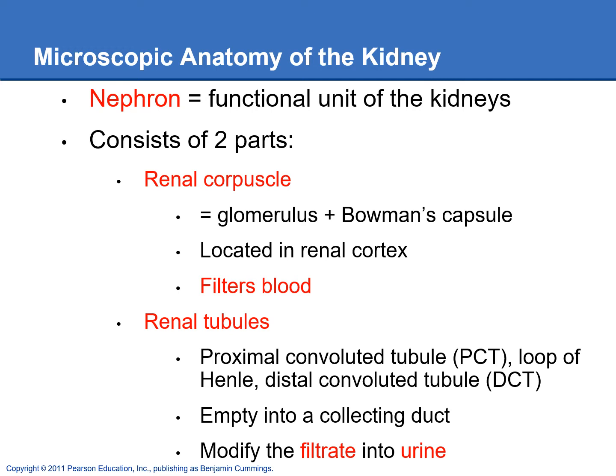And so the renal corpuscle, its big job is to filter the blood. The renal tubules are going to modify that filtrate that we filtered out from the blood and turn it into urine. And we have several different renal tubules, the proximal convoluted tubule, loop of Henle, and then the distal convoluted tubule. And the distal convoluted tubule will then empty the filtrate into the collecting duct.